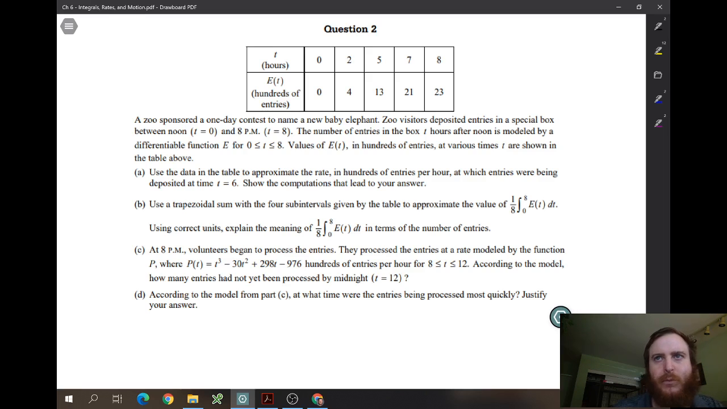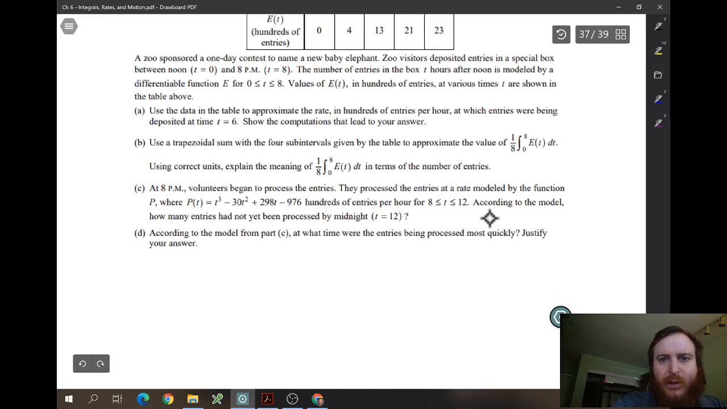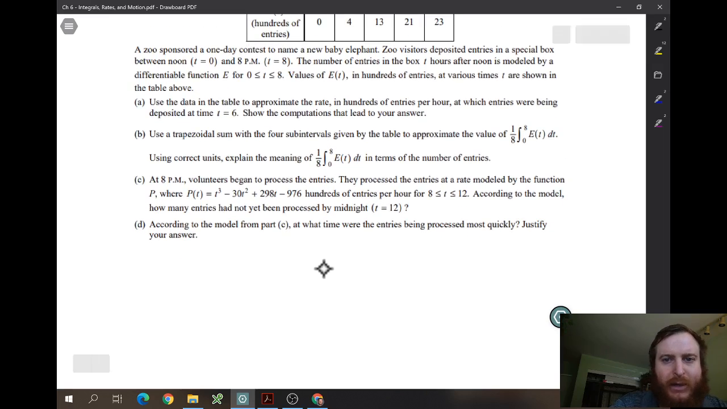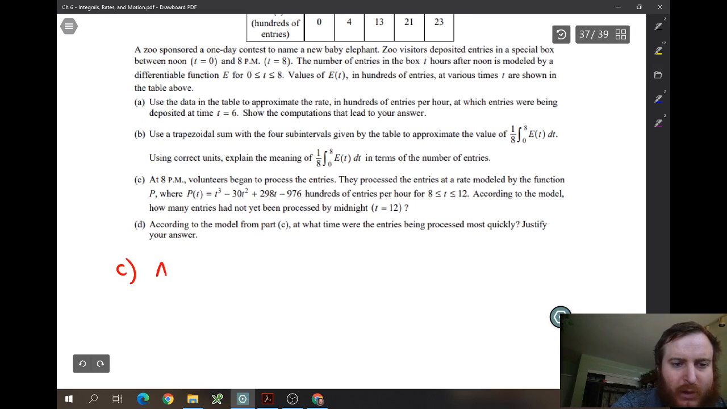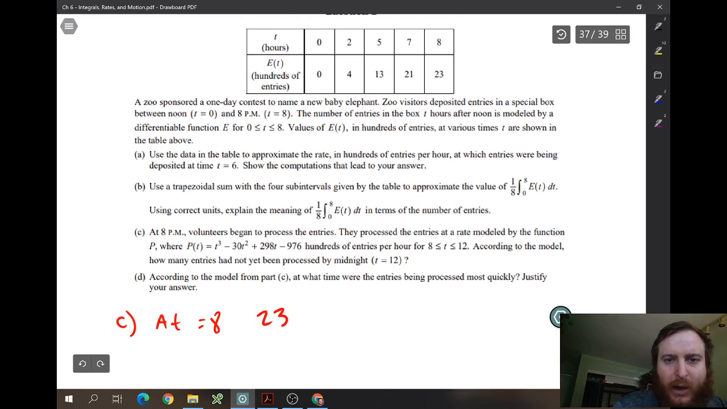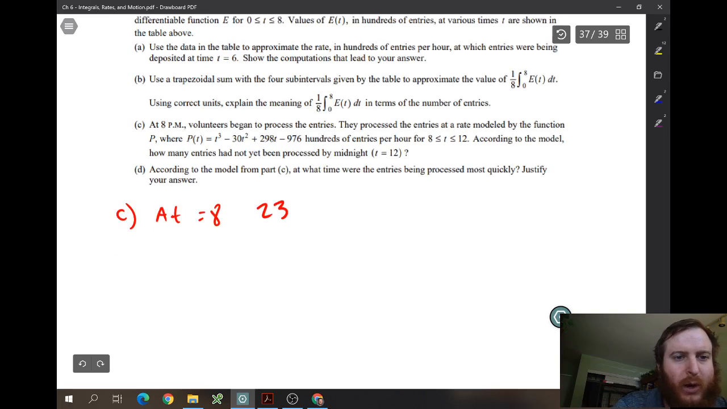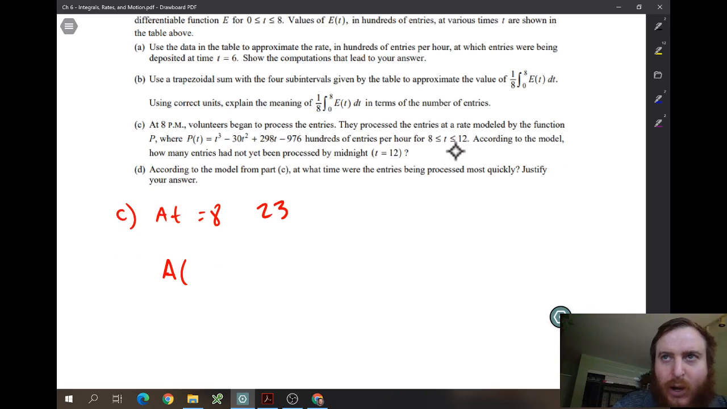Okay, well, what we can do is come up with a formula. We know that at time 8, at t equals 8, there are 2,300 entries. That's how many we have here. And so if we want to have a formula for the amount of entries, basically that's going to be the amount at time, now we want to know at time 12.